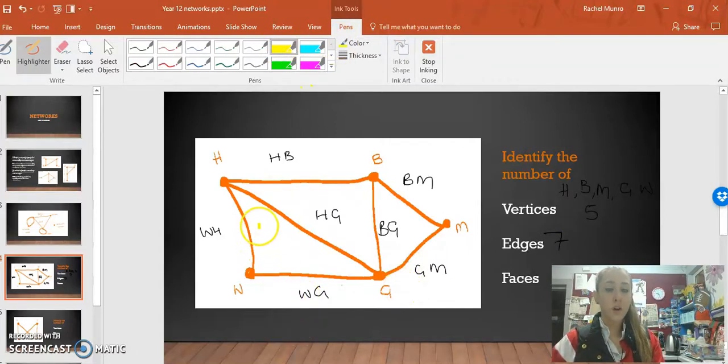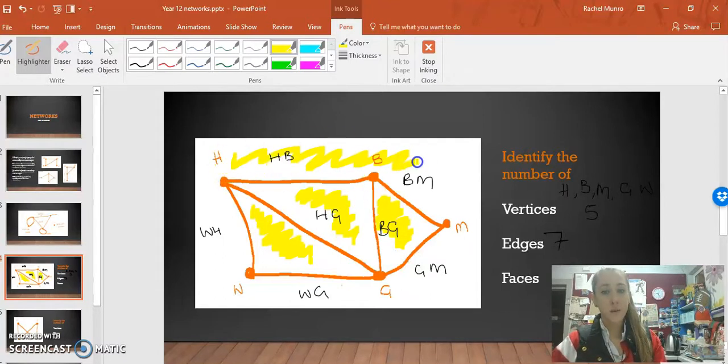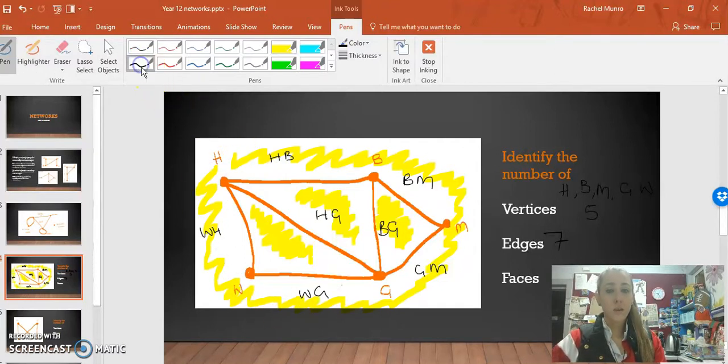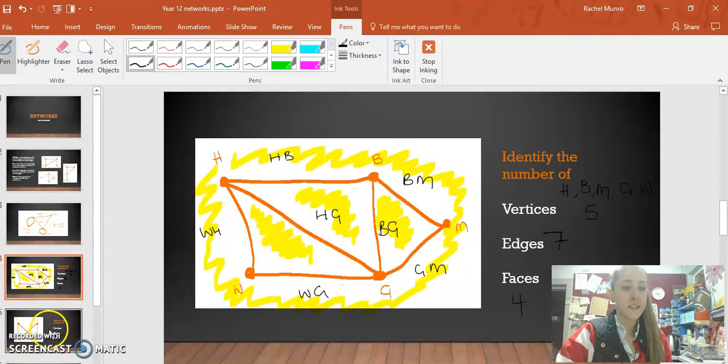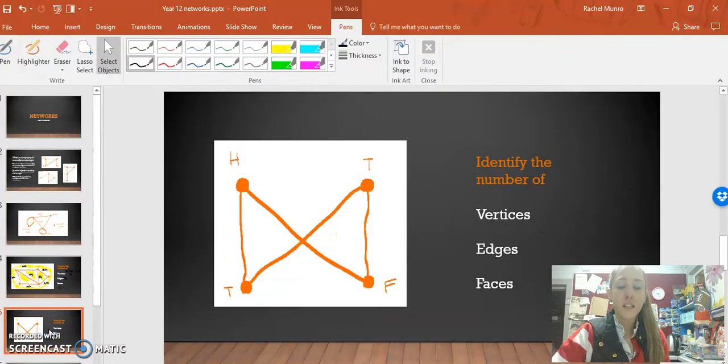So we've got an enclosed face here, an enclosed face here and an enclosed face here. And then we also have the face which is outside the graph, which is included as well. So that will actually give us 4 faces for that one. So that's that worked example done. Then we're going to jump to the second one.